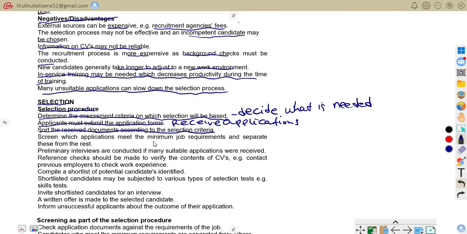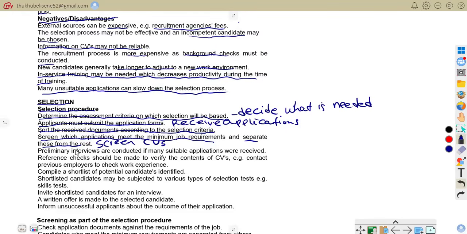So here we are sorting what? The applications. For example, HR filters out unqualified applicants. So that's when you're sorting them. Screen which applications meet the minimum job requirements and separate them from the rest. So now you are screening what? You screen CVs, whereby only those with 2+ years experience are shortlisted.